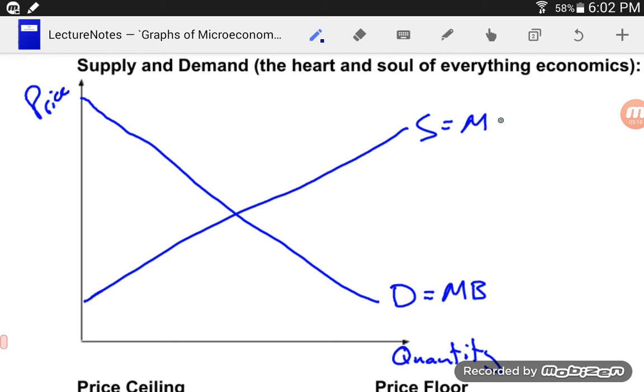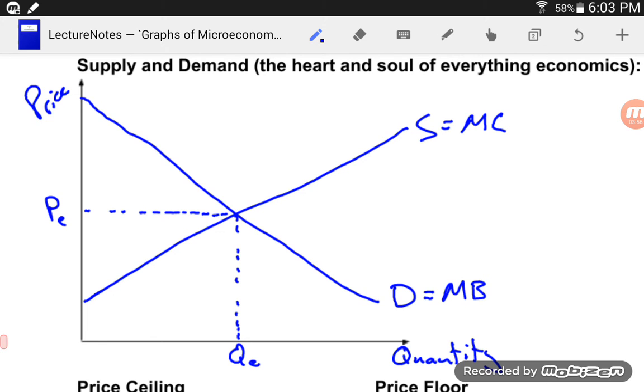Supply then is similarly marginal cost. If the price I can get is enough to cover the cost of me producing one more thing, then it's probably worth it. And of course, when I say cost, I do mean all costs, so I include opportunity costs in there. Then we need to break down this graph a little bit more. We have the all-important equilibrium price and quantity. So I'll label that QE and PE.